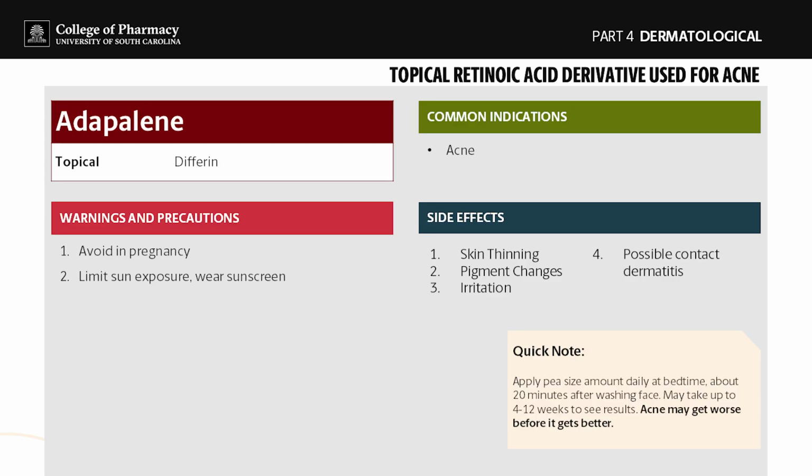Another topical retinoic acid derivative used for acne is Adapalene. Brand name is different. It's used for acne, and it has the same counseling points. The acne and the redness may get worse in their face before it gets better. You have to let them know, and you only need a pea-size amount. Same side effects. One thing about both of those is you have to avoid them in pregnancy, and you also have got to wear sunscreen. Very important.